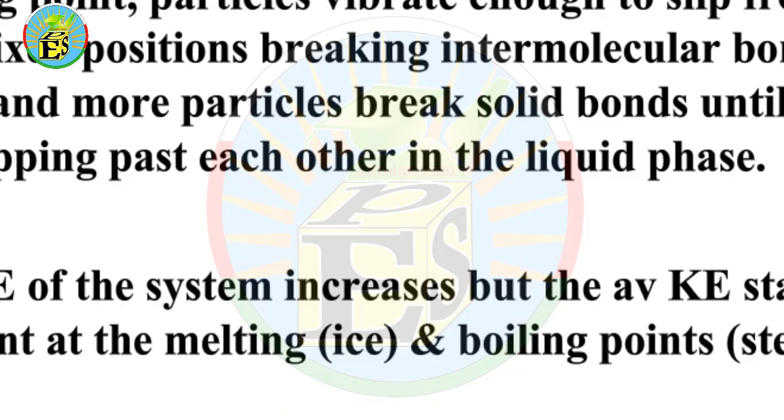As heat is absorbed, T goes up, and particles vibrate more. The kinetic energy increases. At the melting point, particles vibrate enough to slip from their fixed positions, breaking intermolecular bonds. More and more particles break solid bonds until all are slipping past each other in the liquid phase. The potential energy of the system increases, but the average kinetic energy stays constant at the melting and boiling points.